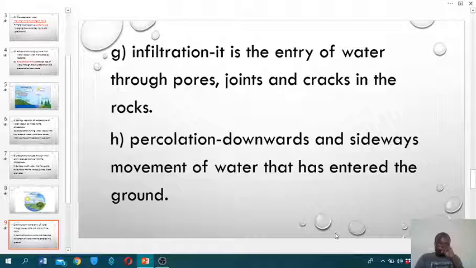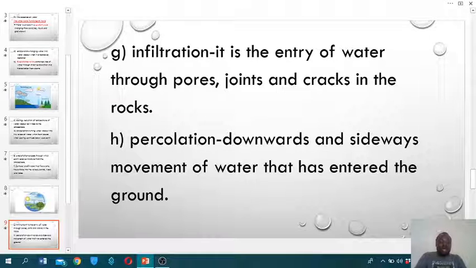Having said that, we shall look at another process, infiltration. We had looked at it earlier. Infiltration, from the word in, means water is getting in through those small holes in the soil. It is the entry of water through pores, joints and cracks. Those are the holes in the soil and cracks in the rocks. Whenever water gets on the surface, it gets in. So water infiltrates. That is the meaning of infiltration.